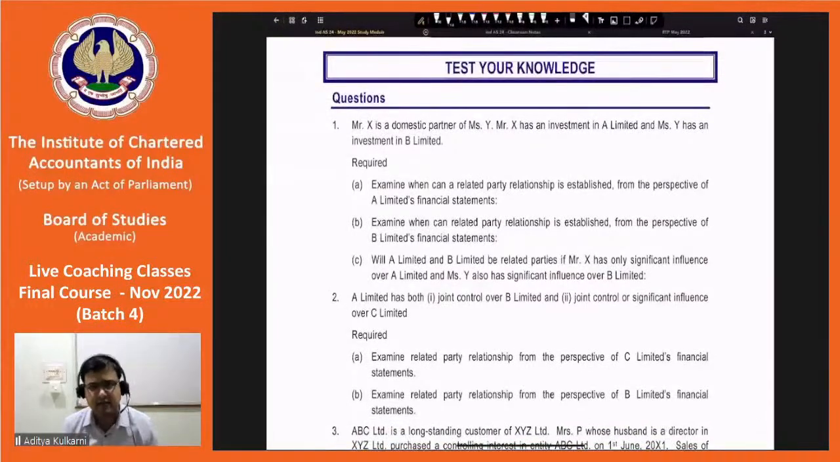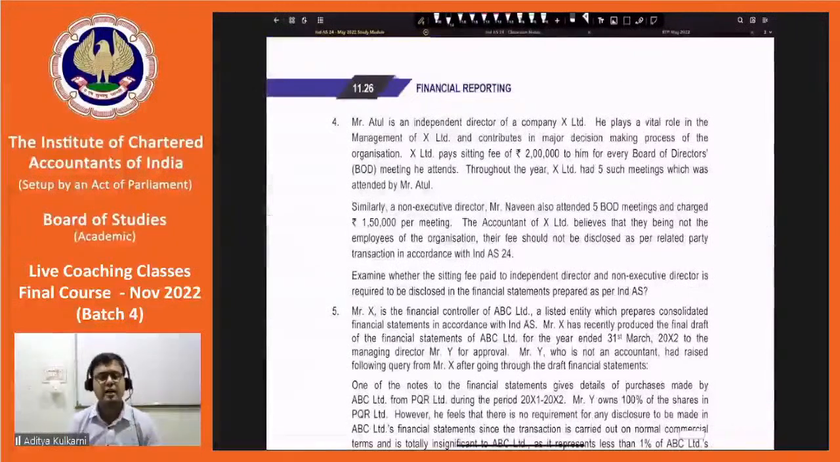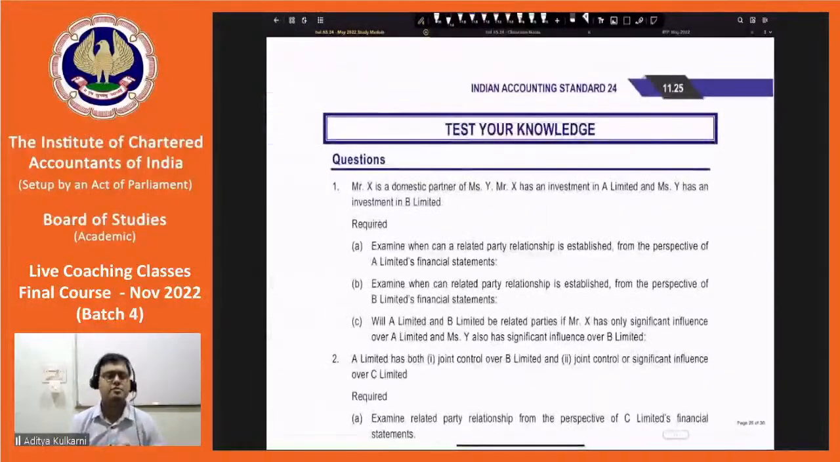So basis that, don't think that I am skipping the problems. I have covered exhaustively, literally exhaustively, whatever is there in Ind AS 24. I have spent a lot of time because I want you to be able to comfortably attempt these questions. तो आप लोगों को कोई दिक्कत नहीं आएगी, because you can revisit the lecture again and again. The lecture is sufficient to guide you to solve these problems. सारे के सारे theory problems हैं. आप प्लीज ट्राई कीजिए, try it out.